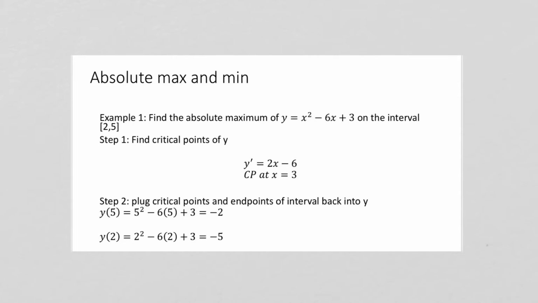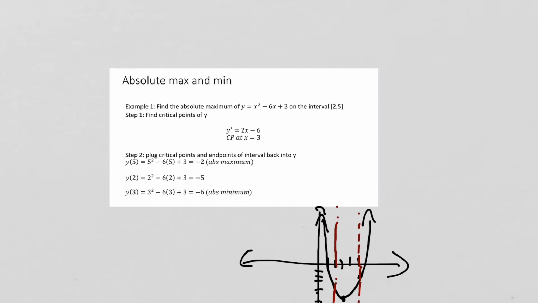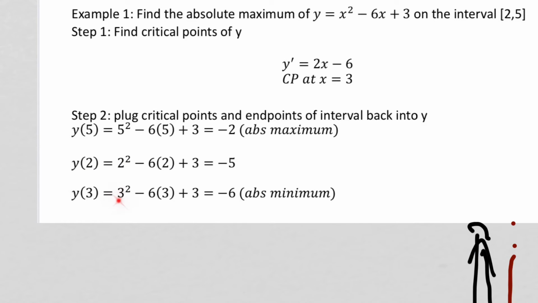So when I check x equals 2, I get negative 5. So far, this is the smallest value we've gotten. This is the biggest, but now we have to check the critical point as well. So we check the critical point at x equals 3. We get 3 squared minus 6 times 3 plus 3, which is negative 6. So that is our smallest y value. We'll call that the absolute minimum. And then we see that negative 2 is the biggest y value, so that's going to be the absolute maximum.